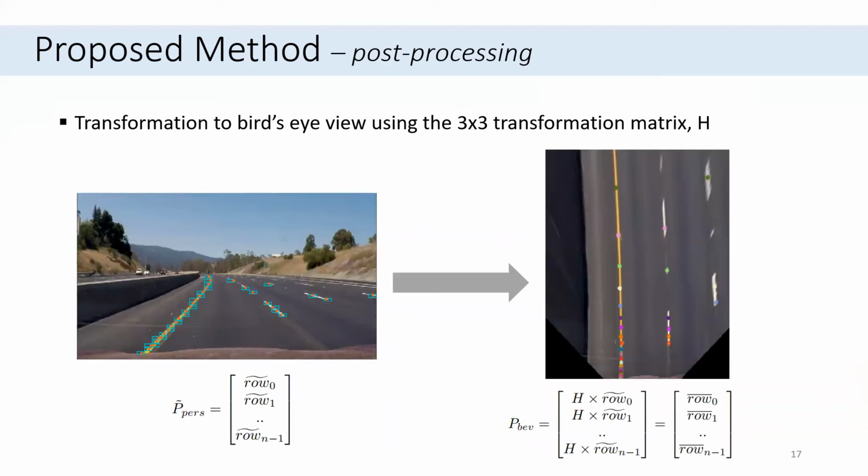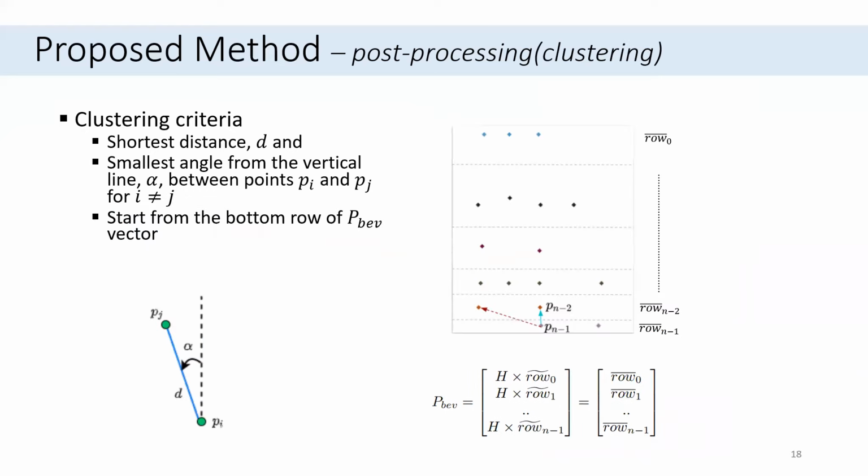So then we transform the view from perspective to a top view or bird's eye view by simply multiplying each element of this perspective 2D vector P by a 3x3 transformation matrix H, which is kind of standard procedure of homography. The next procedure in the post-processing is clustering.